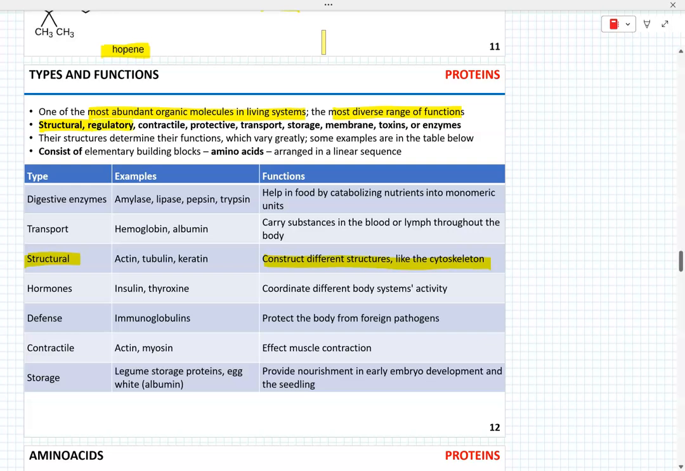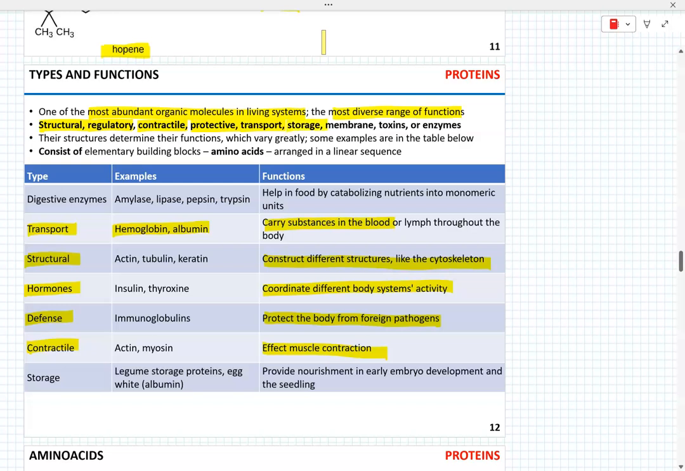They can be regulatory, for example, hormones, to coordinate the activity of different systems in the body. They can provide the ability to contract, giving cells the ability to move. They can serve to protect, such as immunoglobulins that protect the human body, and not only the human body, but animals, against various pathogens, serving as antibodies. They can transport, for instance, hemoglobin and albumin can carry substances in the blood or lymph.